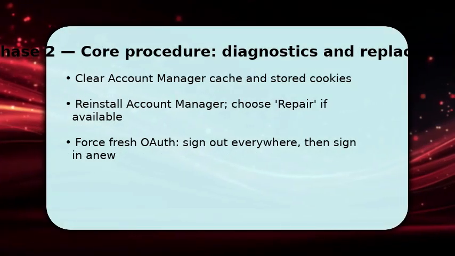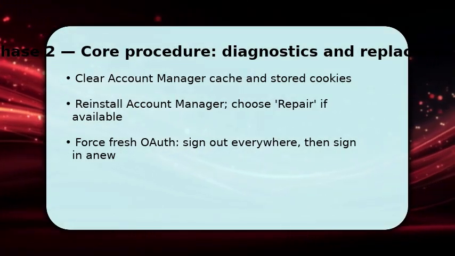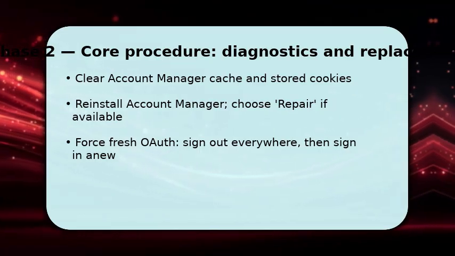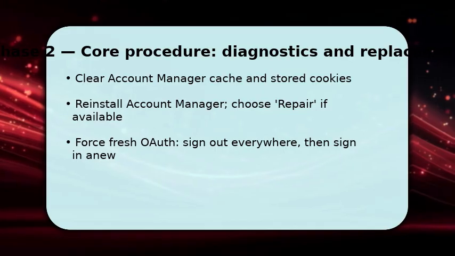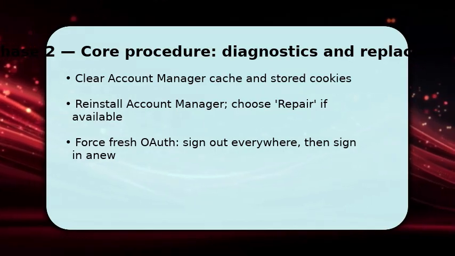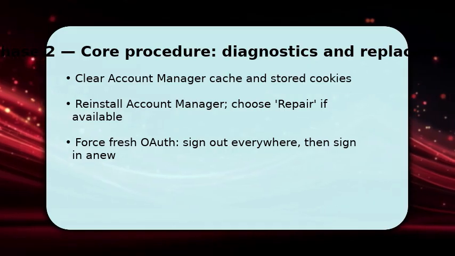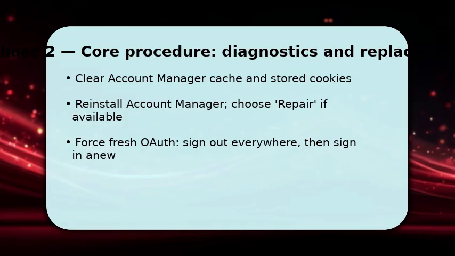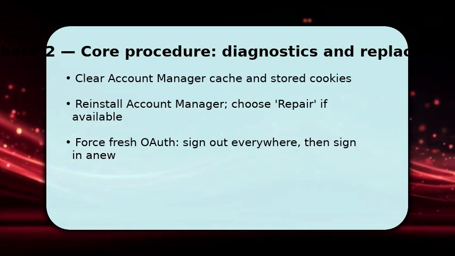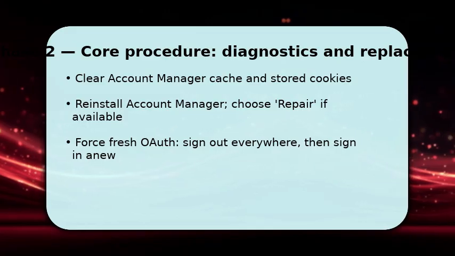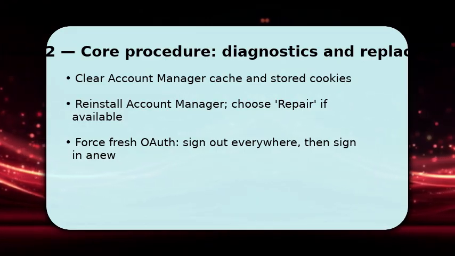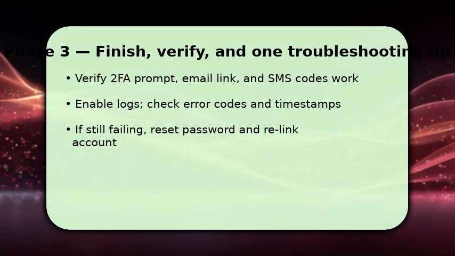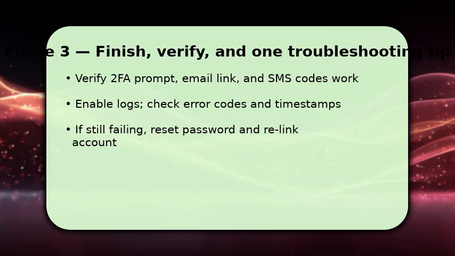Next, clear the account manager cache and cookies so stale tokens can't interfere. You should then reinstall the app, using a repair option if it exists, because corrupted files cause auth errors. Once reinstalled, force a fresh auth flow. Sign out from all devices and revoke active sessions from your Roblox account settings, then sign in again through the manager. This forces new tokens to be issued. Also check system time is correct, since SSL relies on accurate clocks. Finish by confirming 2FA prompts and that email or SMS codes arrive. This proves the chain works.